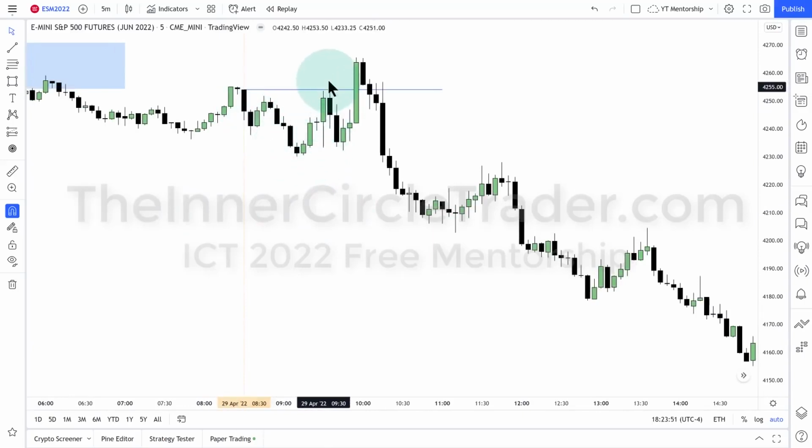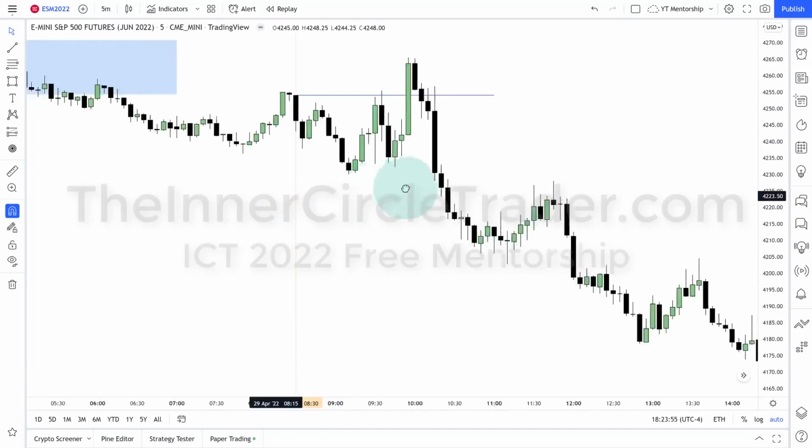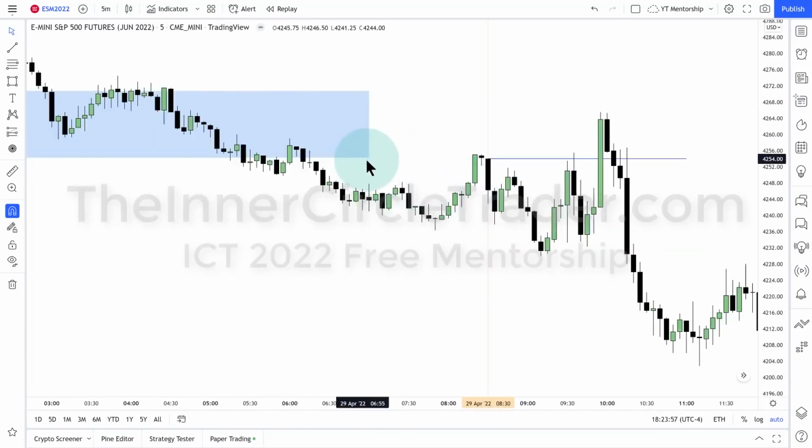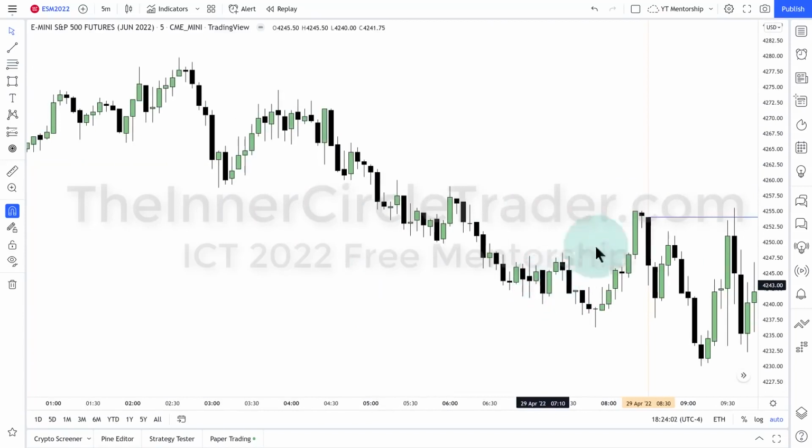1, 2, relative equal highs. You see that? Now, if you're looking at the lower time frame charts, let me get this off here because it's no longer useful. If you're looking at that, here's the opening price. You know that there's what resting above that? Buy side. So buy stops or buy side liquidity is resting here.